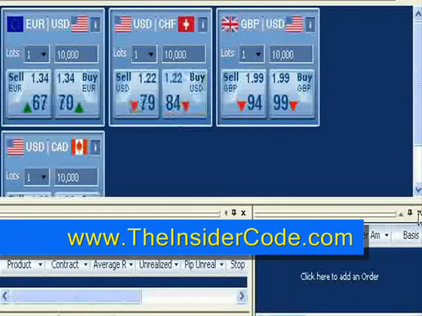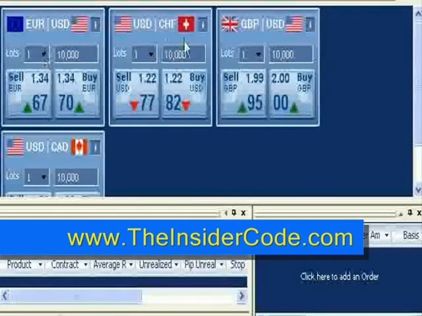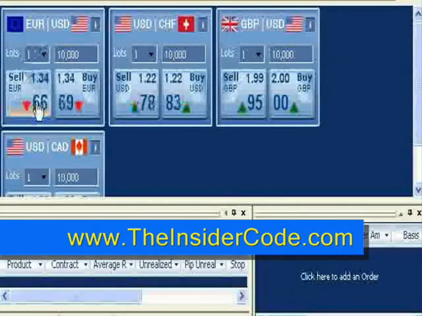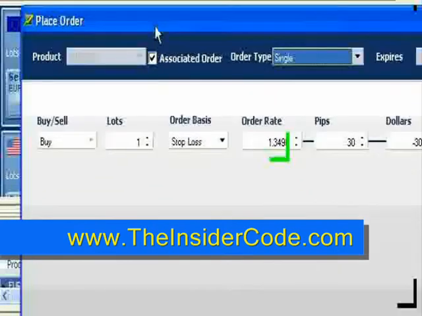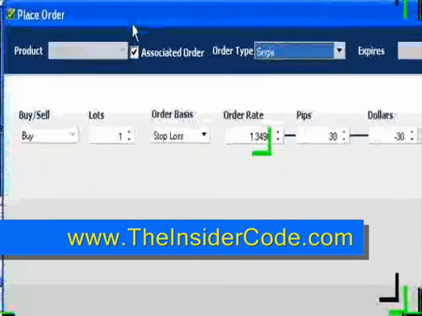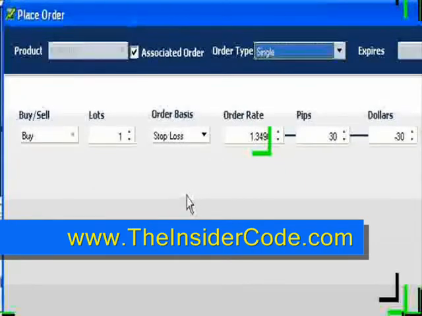So let me go ahead and check my clock. Yeah, we're right at 9:55. So we'll go ahead and enter in our orders here, and you can see that I've just got mini lots loaded up here. So we're going to look to sell the euro US dollar here, and then you might have heard in the background the little confirmation there.